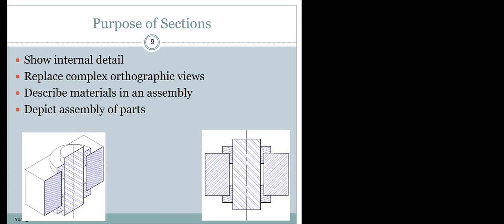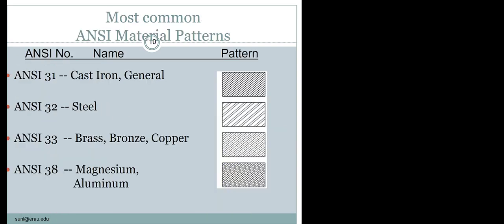Depends on the parts, depends on the materials you have. You're probably going to have a different material pattern applied to an assembly. Generally speaking, by default, you will always use 45-degree parallel lines to represent cast iron, but depending on the material given, you may have to apply a different material pattern.